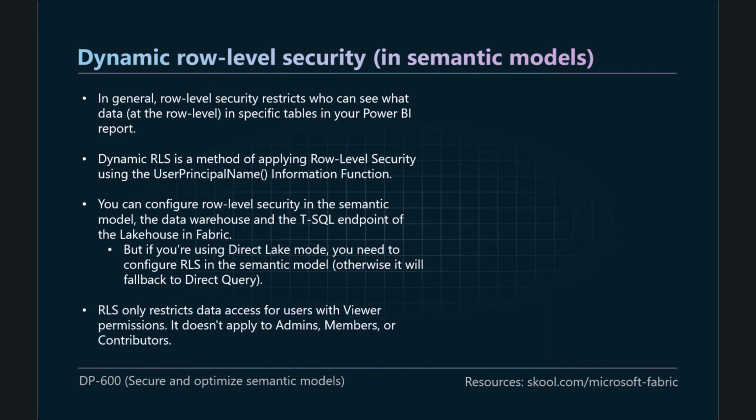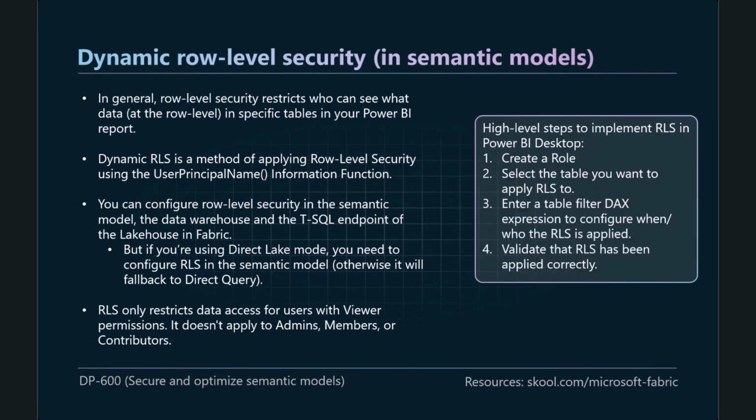Now, one thing to bear in mind is that row-level security only really works when the users that you're trying to give row-level security to have viewer permissions in a particular workspace. So if they have more than viewer, so admin or member or contributor, technically this row-level security is not going to be enforced because they'll have lots of other ways to access that data. So that's one thing to bear in mind. There need to be viewers in the workspace, your users or your viewers of reports.